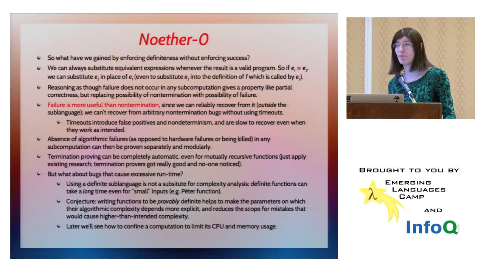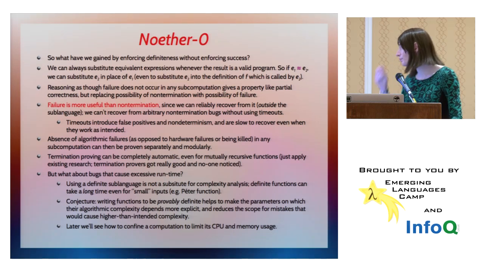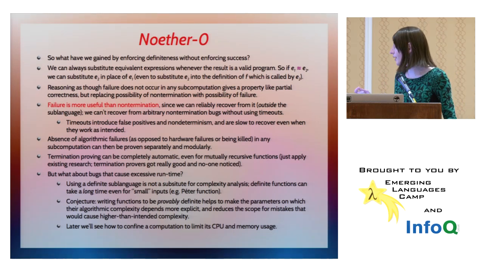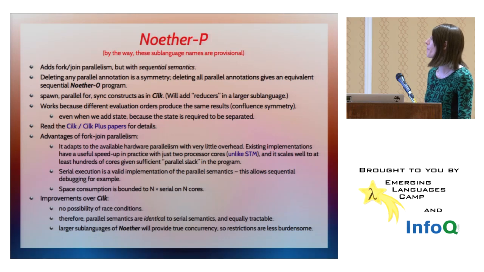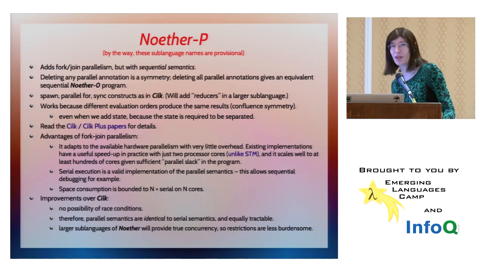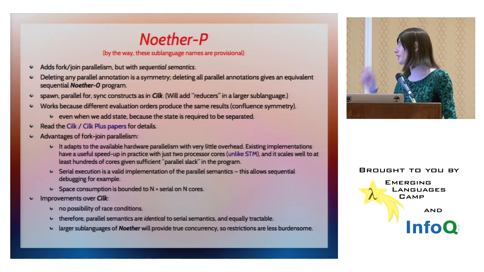Actually, you can say so much without Turing completeness that it's likely to be only a tiny part of your program that can't be automatically proven terminating. I've already gone through this about bugs that cause excessive runtime. So the next thing we add to this sort of strict sequential pure functional language is parallelism.